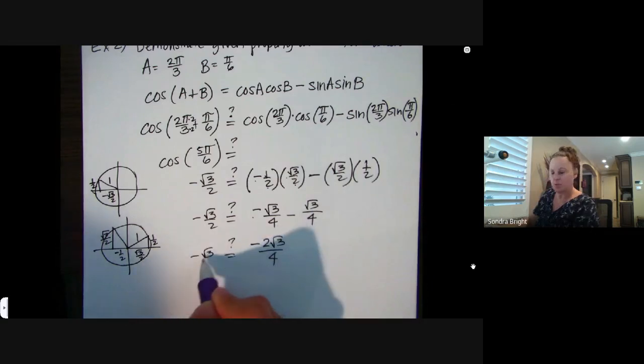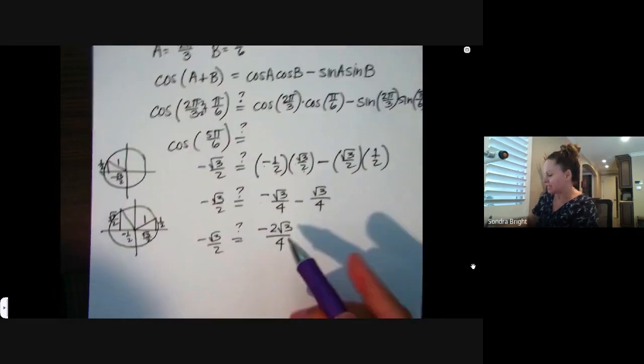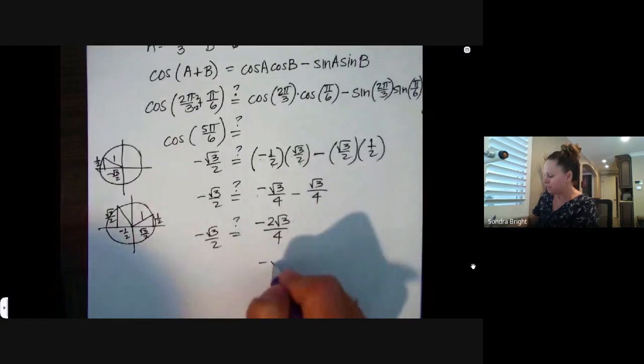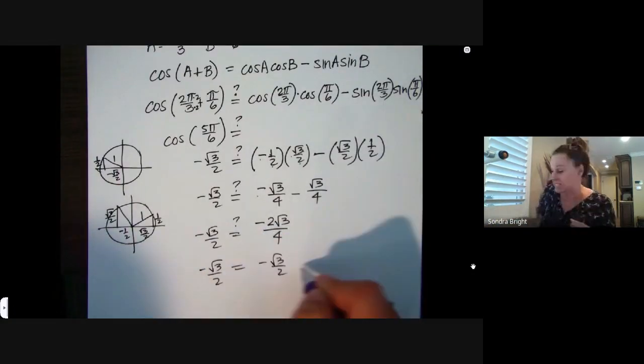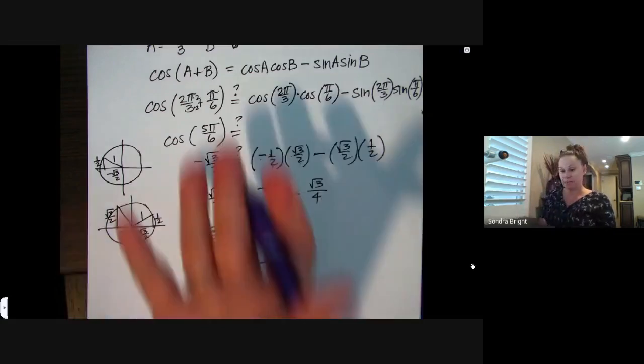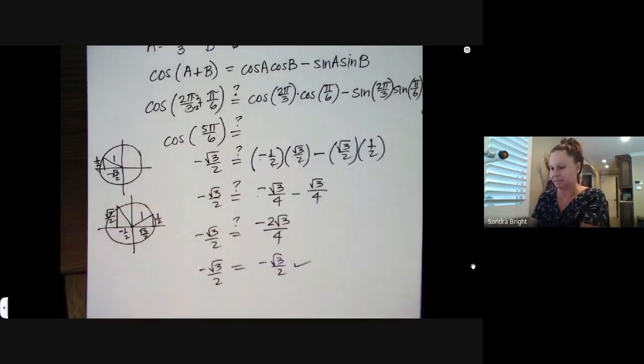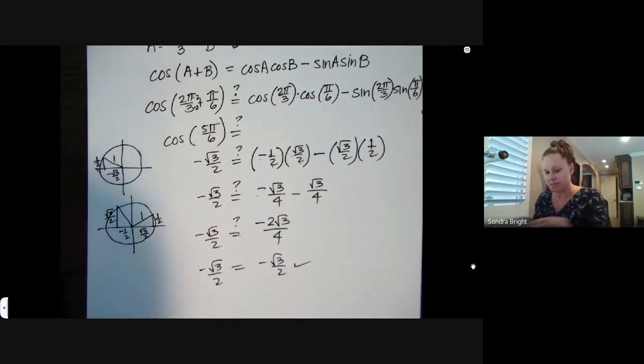And 2 goes into 4 twice. That's a negative rad 3 over 2. All right, we just showed that it was true for these guys. Again, this is not a proof. It's not a proof that this is truly an identity. I just showed you for some specific values that it works.